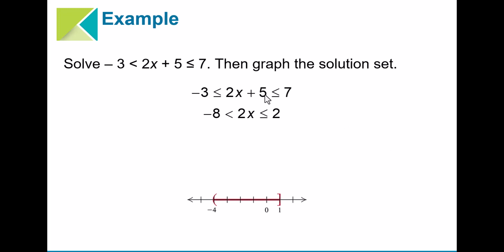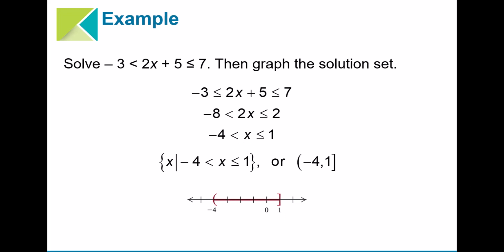So I could subtract the 5 from every term. So every single term, subtract a 5. Now I can divide everything by 2, and I can come up with my answer that it's between negative 4 and 1. And notice it includes 1, so that's why it has a square bracket, but it didn't include negative 4.